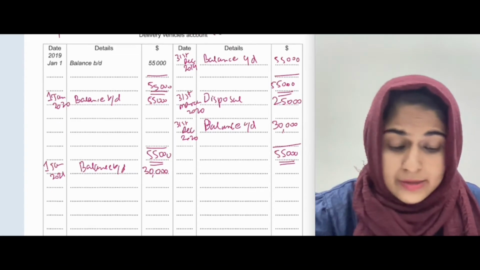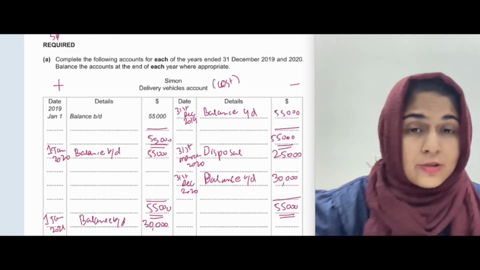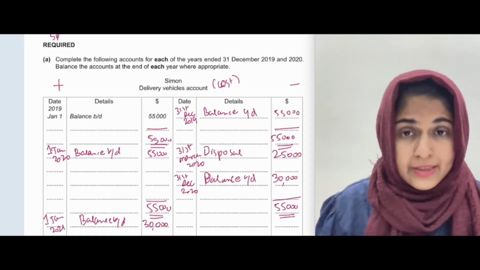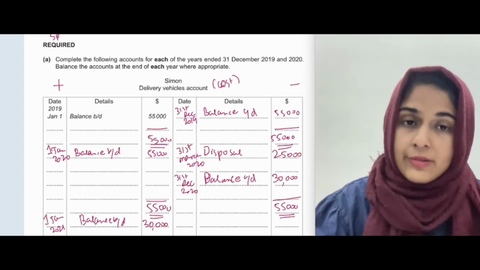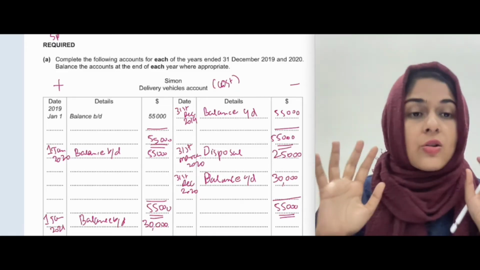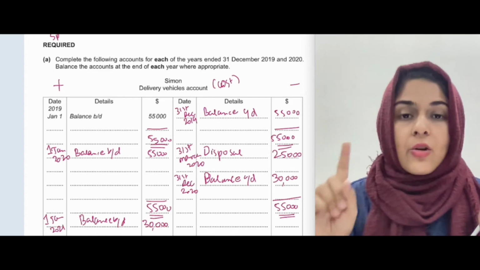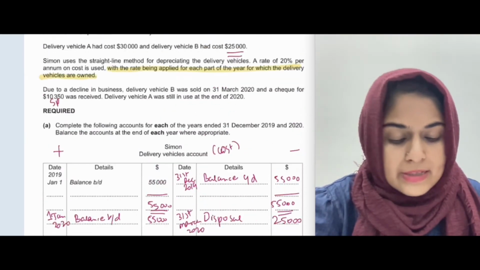ठीक है? That's about it for the delivery vehicles account. It is as simple as that. So you guys should know कि जब delivery vehicles आप खरीदते हैं, you record that on the debit side. Whenever you are selling the delivery vehicle, you record that on the credit side. You write disposal, but the amount that you write should be cost. ठीक है? The original cost of that asset that you are disposing of. तो ये हो गया आपका delivery vehicles का account.